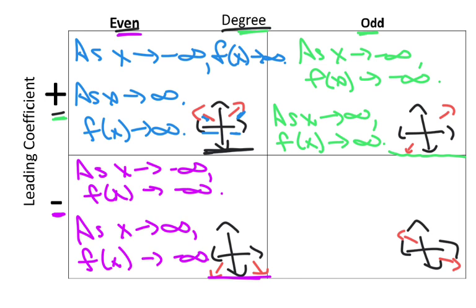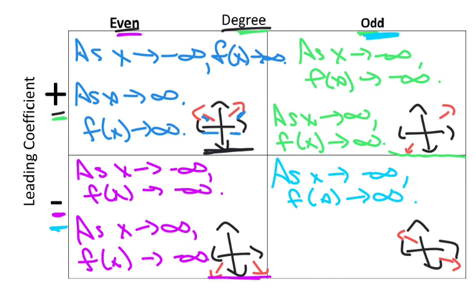Then we're going to have one more. So for our last one, this is when your degree is odd and your leading coefficient is negative. So this one we're going to say as x approaches negative infinity, our f of x approaches positive infinity, and as x approaches positive infinity, our f of x is going to approach negative infinity.